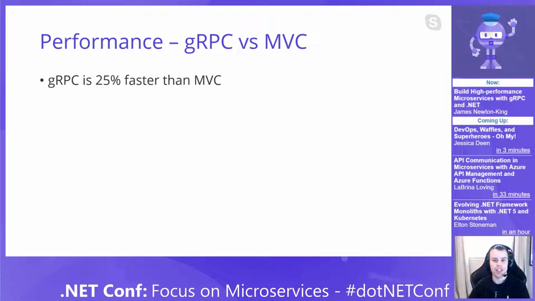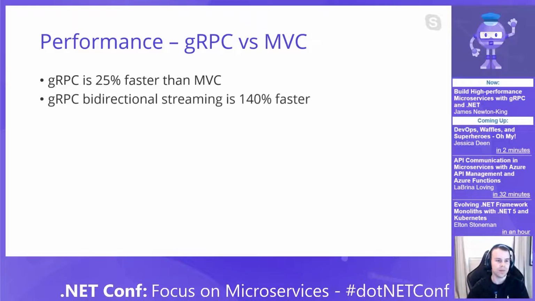So I've talked about why gRPC should be fast in theory. Let's look at some real-world numbers of gRPC versus RESTful APIs, in this case, comparing against MVC. With both MVC and gRPC using HTTP2, just for consistency, I observed gRPC was 25% faster. And if we use an advanced gRPC technique called bidirectional streaming, it is 140% faster.